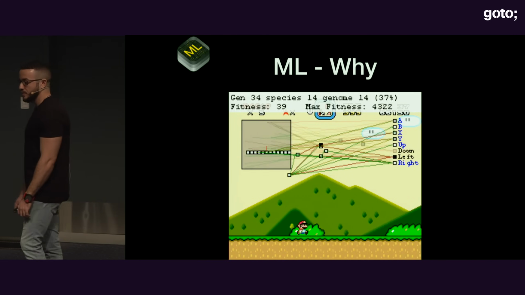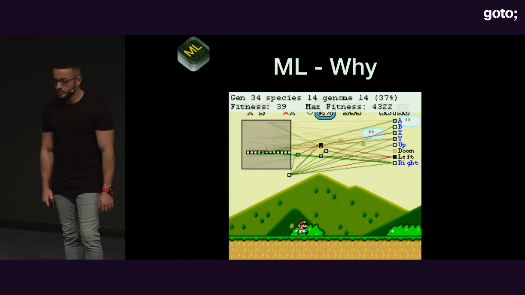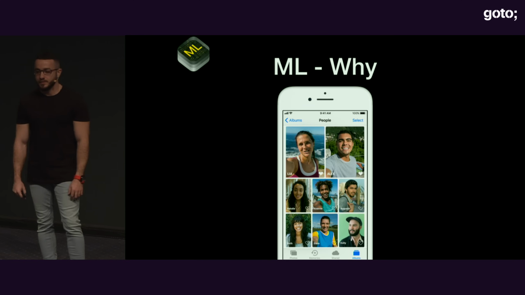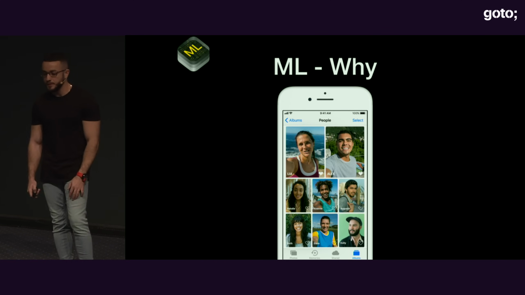So these awesome people implemented a neural network that can win all Mario levels. And one example of the applications is the iPhone photo built-in app, the People feature, which can recognize faces and group photos based on faces.